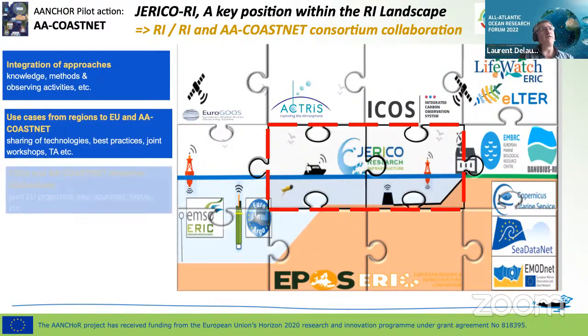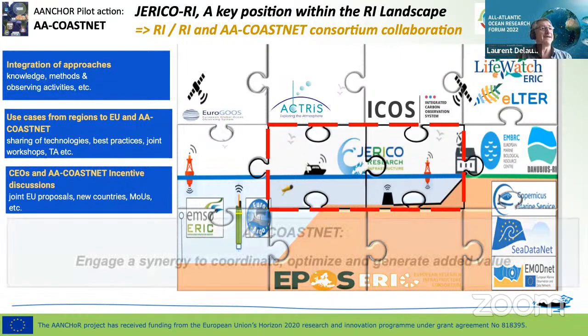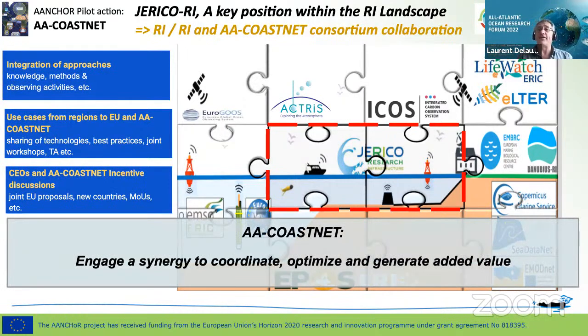As I already mentioned, I just wanted to show you that the JERICO research infrastructure tries to establish collaboration between research infrastructures and with some other coastal networks, for example, through the AA-COASTNET initiatives. The idea is to try to integrate our approaches in terms of knowledge, methods, observing activities, to establish some use cases from region to EU and AA-COASTNET by sharing technologies, best practices, joint workshops, transnational access, et cetera. And various CEO and AA-COASTNET discussions can be established to try to build up some joint EU proposals, to invite new countries to the research infrastructure, to establish some memoranda of understanding, et cetera. And the idea is to engage a synergy to coordinate, optimize, and generate added value.